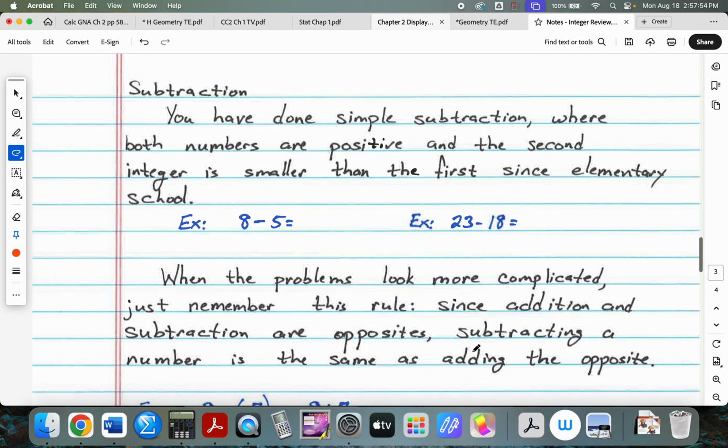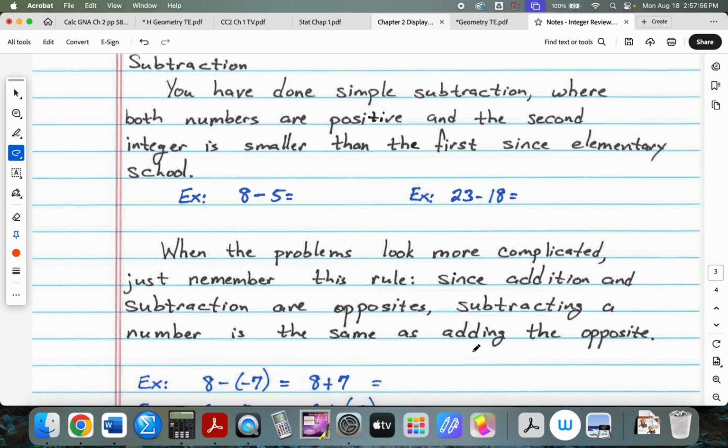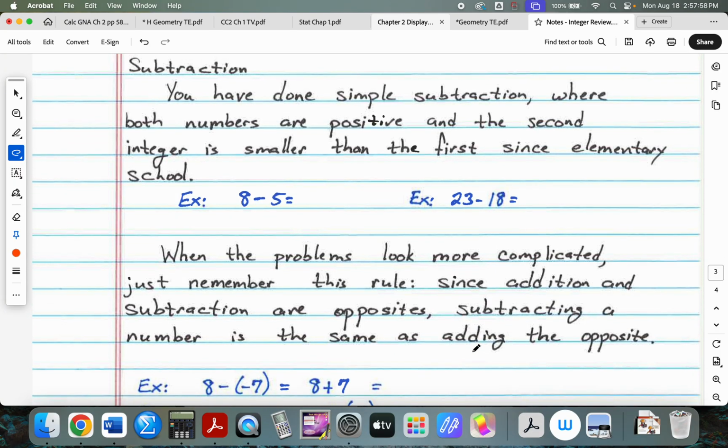Page 3. So with subtraction, you've done simple subtraction before, where both numbers are positive and the second integer is smaller than the first. You've done that since elementary school. 8 minus 5 is 3. 23 minus 18 is 5.